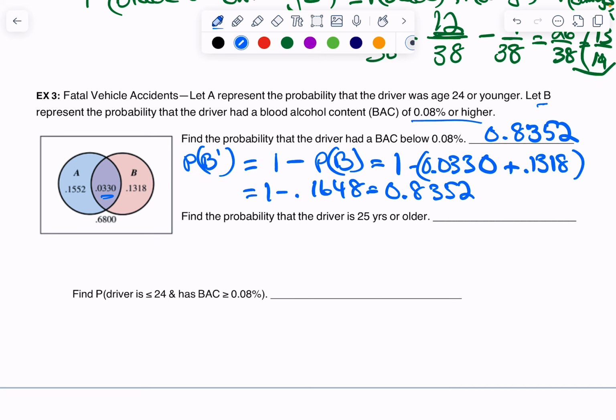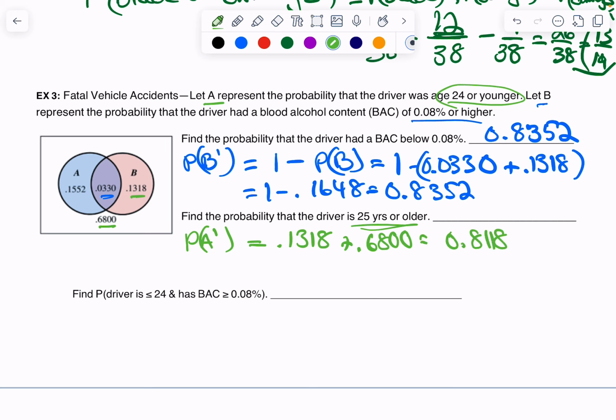Now, our next one is find the probability that the driver is 25 years old or older. So A is 24 and younger. So what we're looking for is the complement of the probability of A. So we're going to take all the numbers that are not in A. So 0.1318 right here and 0.6800, and we get 0.8118, and that is our probability.